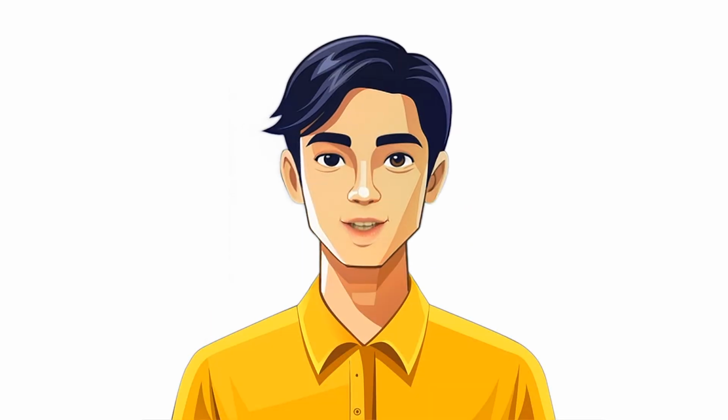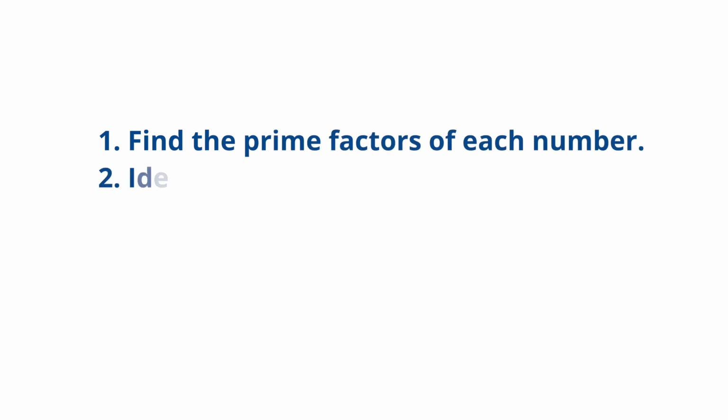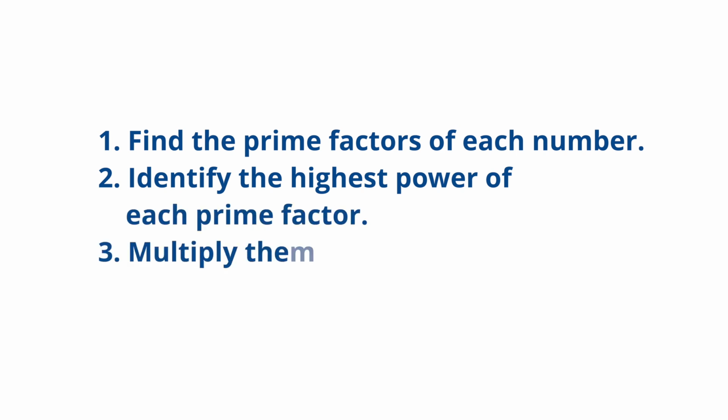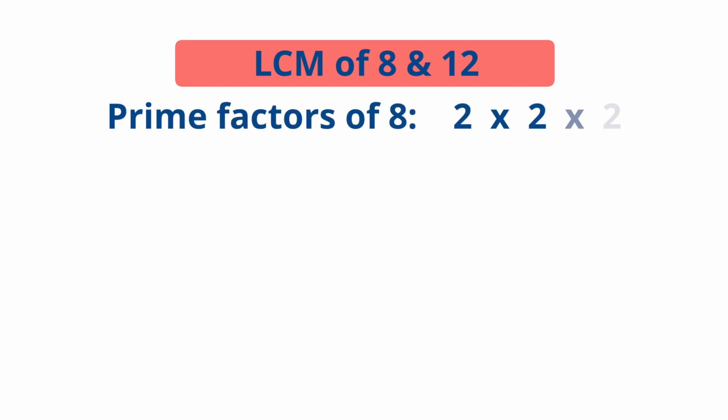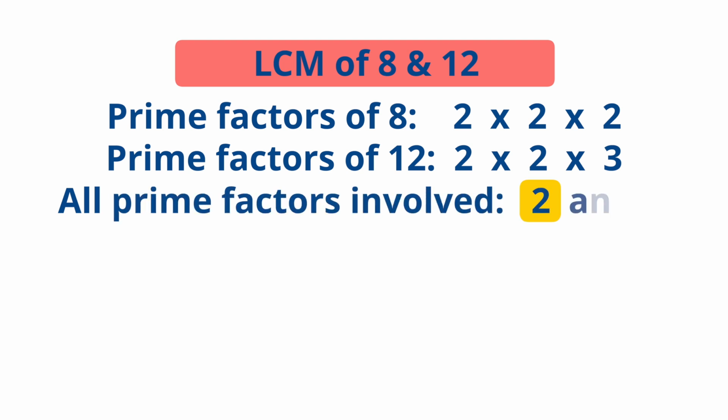Can you walk us through the prime factorization method? Absolutely. For the prime factorization method, find the prime factors of each number, identify the highest power of each prime factor, and multiply them together. For example, we can find the LCM of 8 and 12. Prime factors of 8 are 2 times 2 times 2. Prime factors of 12 are 2 times 2 times 3. The prime factors are 2 and 3.